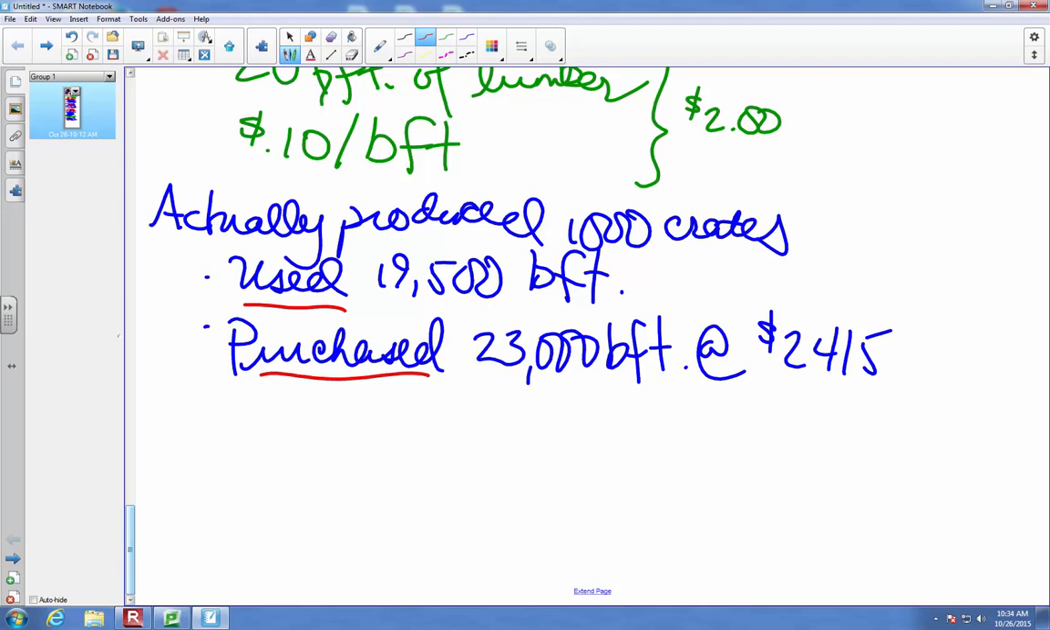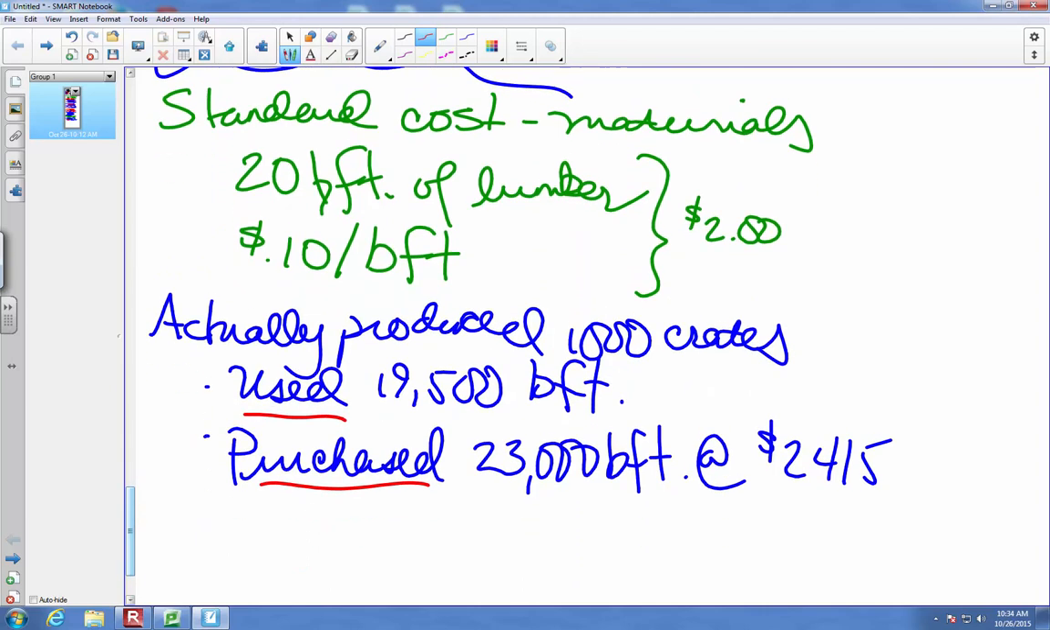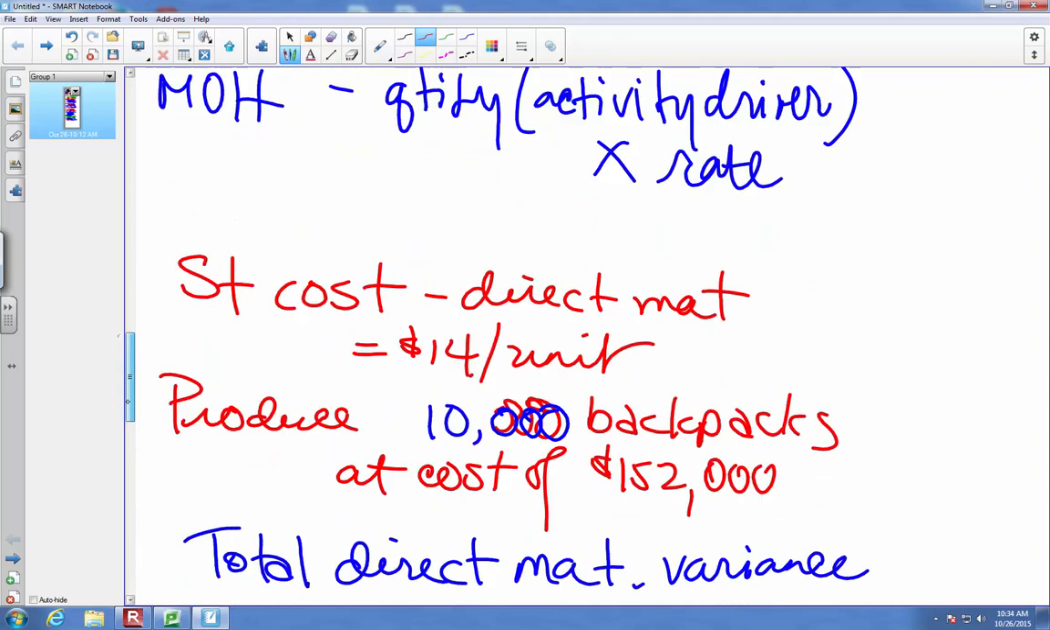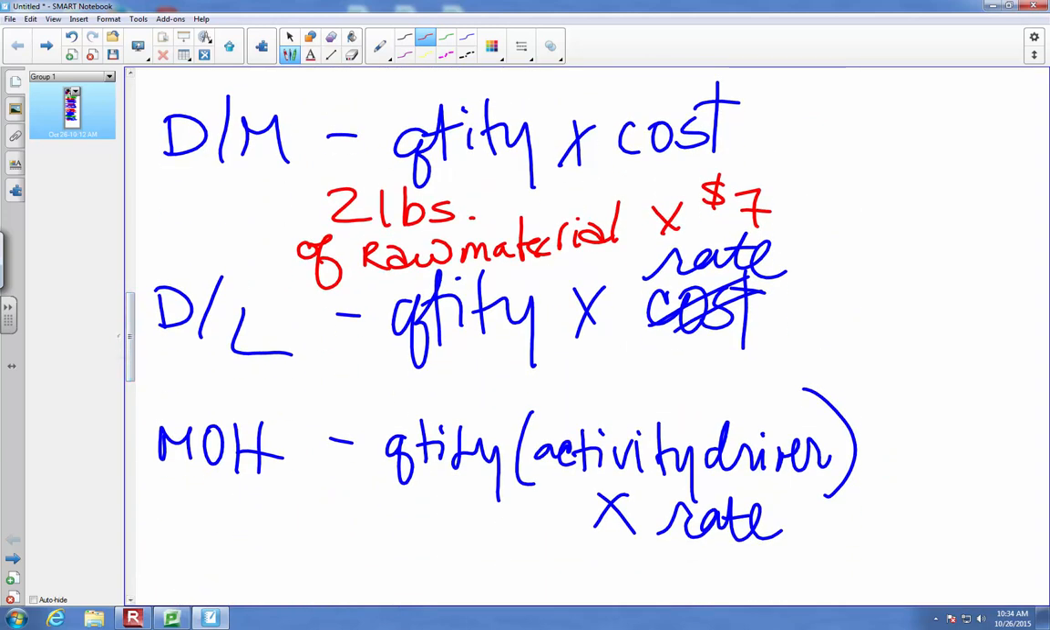We're going to need to look at the variances here. So let's just back up a sec. What are the 6 variances? The 6 variances were these that I just put up here. You're going to have a quantity variance for direct materials. You're going to have a cost variance for direct materials. You're going to have a quantity variance and a rate variance. They're not exactly called these, but they're the exact same things for each element.